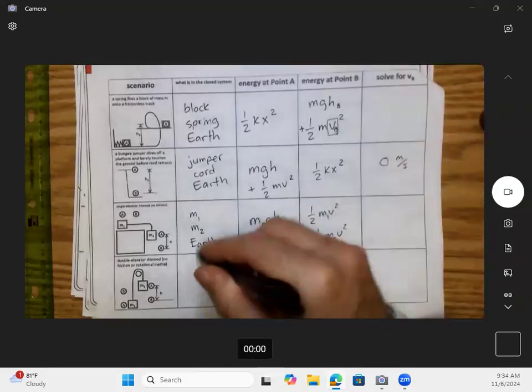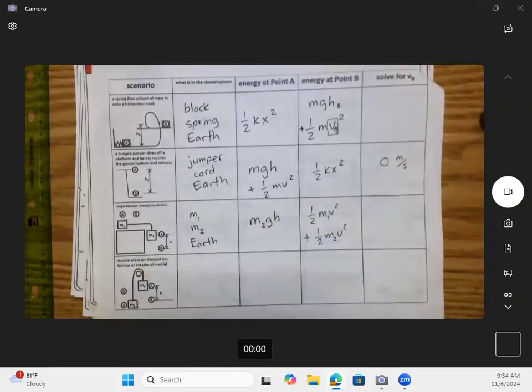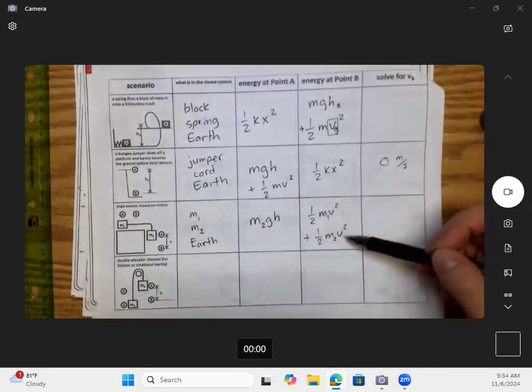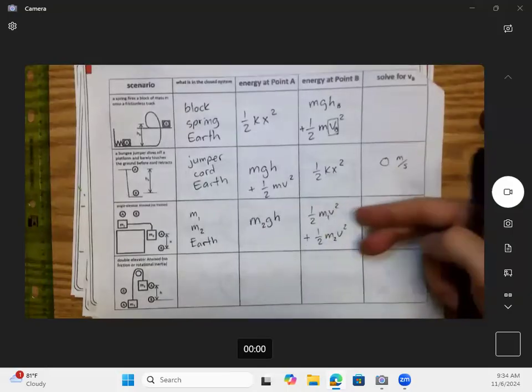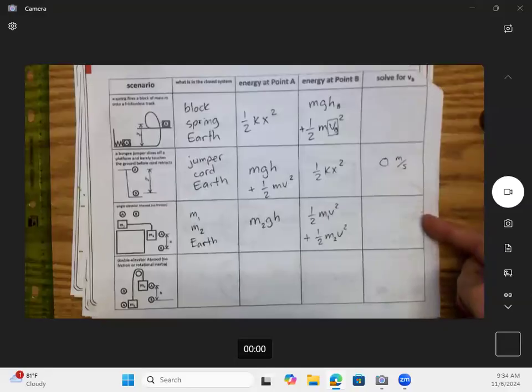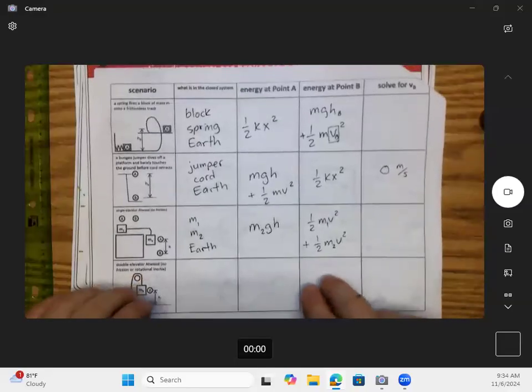Now one's going down and one's going to the side, but as I said earlier in class today, energy is a scalar quantity. So a lot of times this v, I don't even call velocity for the next couple of weeks. I just call it speed. And you can solve for the speed if you wanted to.